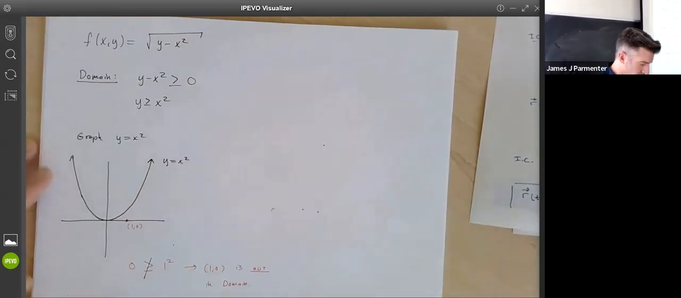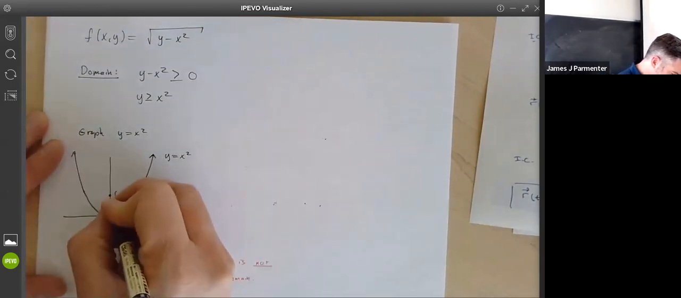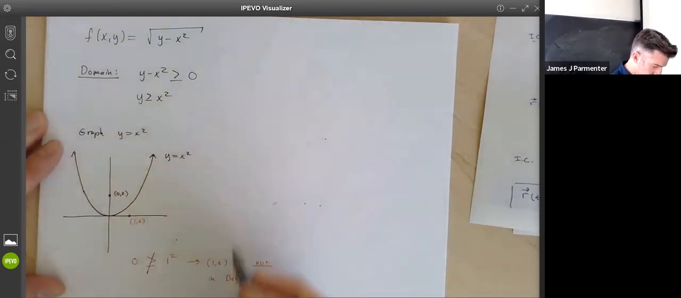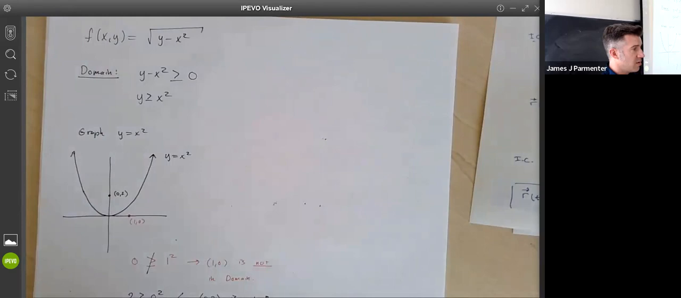Or we could have picked a point like 0, 2. If we plug it into the inequality, we have 2 bigger than or equal to 0 squared. Oh yeah, that checks out. 0, 2 is in the domain. So once you pick a point, if it's in the domain, everything on that side of your curve is also in the domain. If it's not, everything on the other side of the curve is in the domain. So once you've picked one point, you've figured it all out.